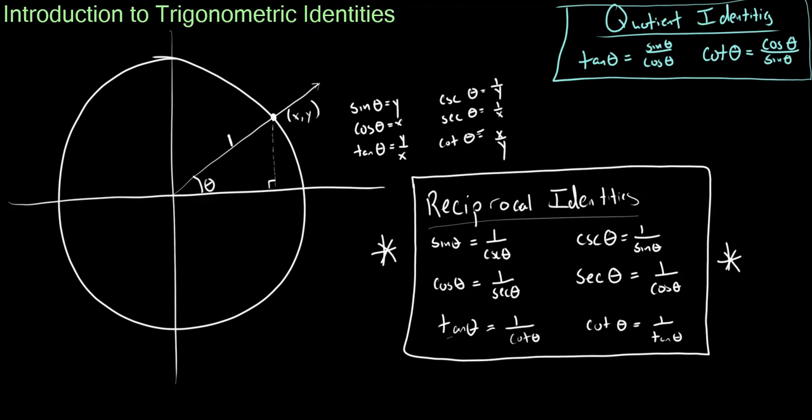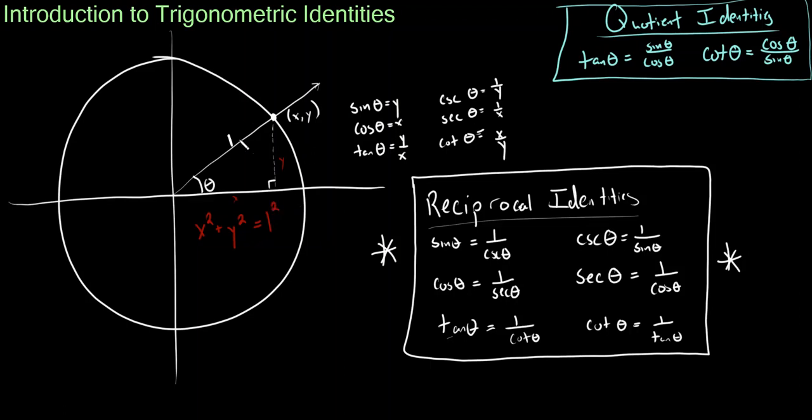If we think about this triangle right here, this is x, this is y. We can use a Pythagorean identity here. We can say that x squared plus y squared is equal to 1. Right? That makes sense, right? The sum of the legs squared is equal to 1 squared.